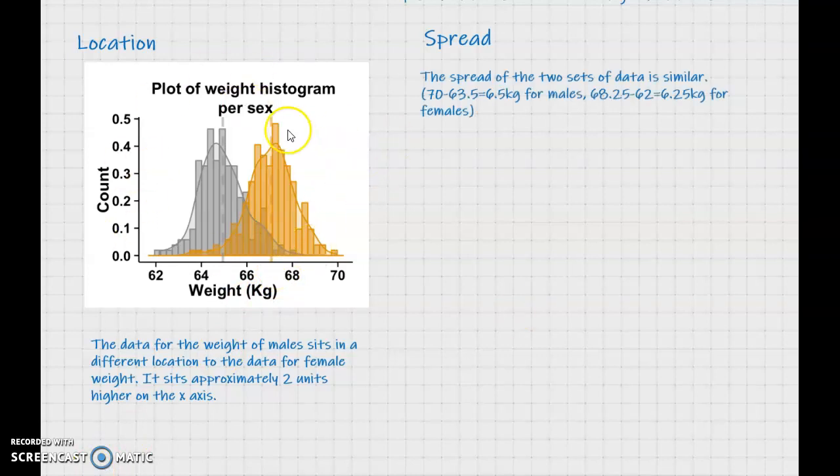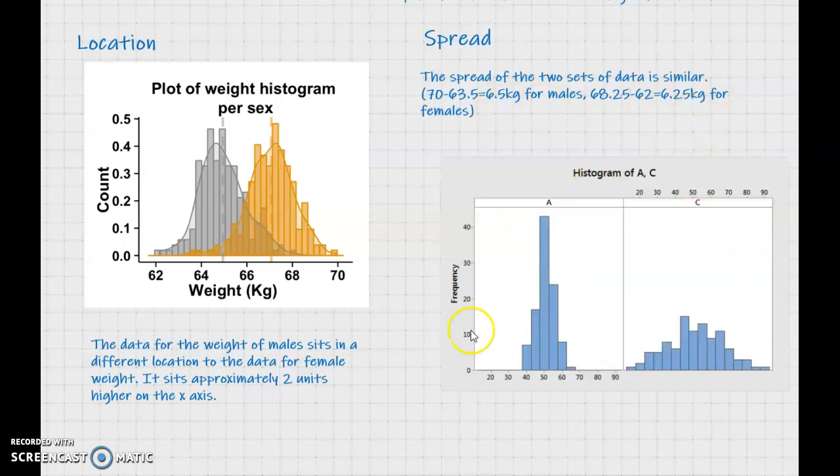And looking at that same set of data again, I can talk about the spread. You can look at it and you can see that's quite similar. It looks like one's almost been picked up and placed 2 units higher up on the scale. So you could say the spread of the two sets of data is quite similar. I actually went in and worked it out and found out that it was 6.5 for males and 6.25 for females. So it really is very similar.